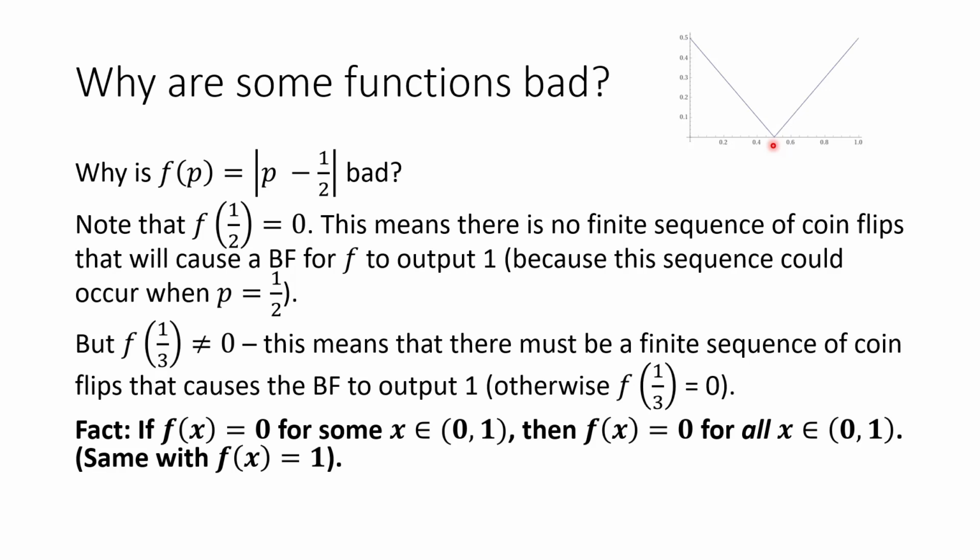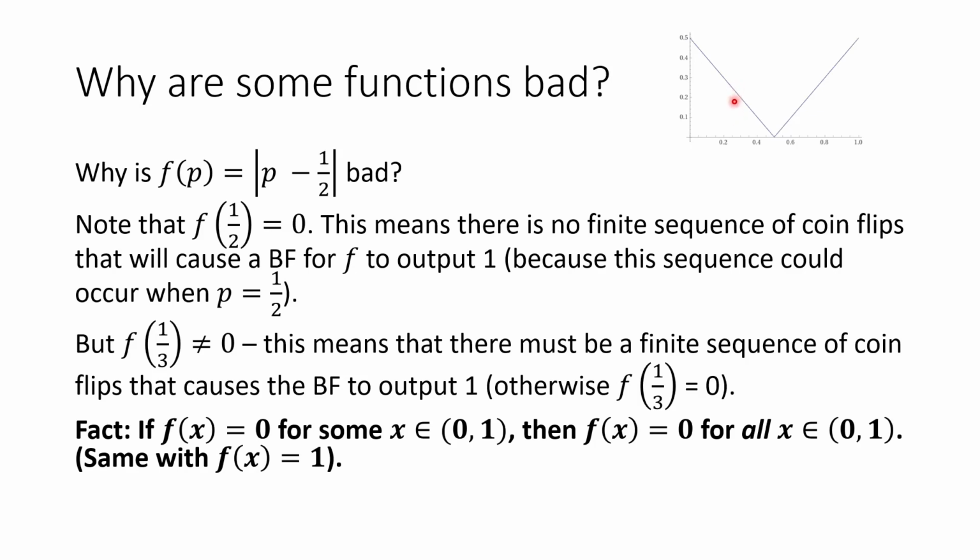So this means that there's no finite sequence of coin flips that will cause the Bernoulli factory for f to output 1. Well, this is also bad, because if we look at any other point in this interval, like 1/3, there must be some finite sequence of coin flips that causes the Bernoulli factory to output 1. If no finite sequence of coin flips causes the Bernoulli factory to output 1, we'd also have f of 1/3 equals 0. But f of 1/3 is positive, and we've reached a contradiction.